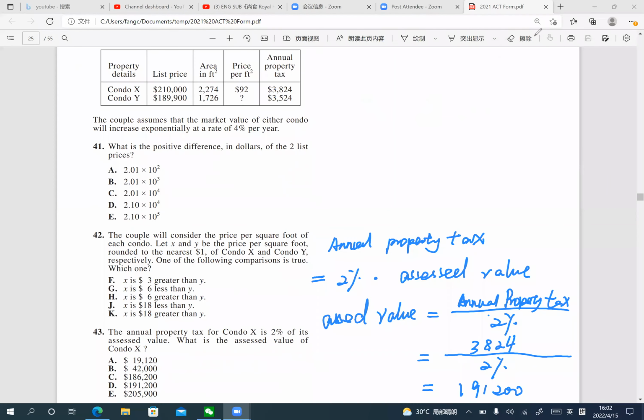Question 43. The annual property tax for condo X is 2% of its assessed value. What is the assessed value of condo X? From the description, the annual property tax is equal to 2% times assessed value. Therefore, the assessed value should be equal to the annual property tax divided by 2%. And from the table, we can tell the annual property tax for condo X is 3,824. Divided by 2% is 191,200. So we should choose option D.